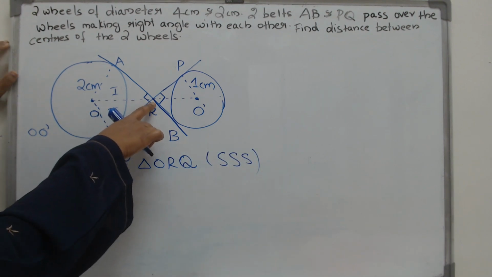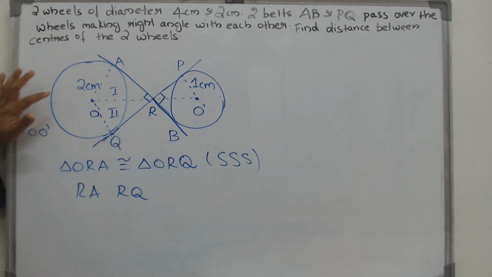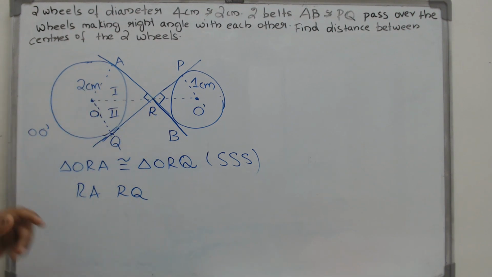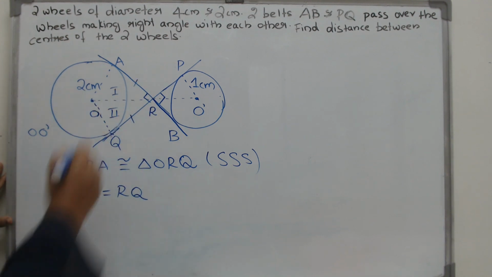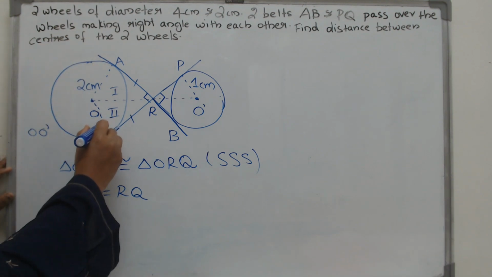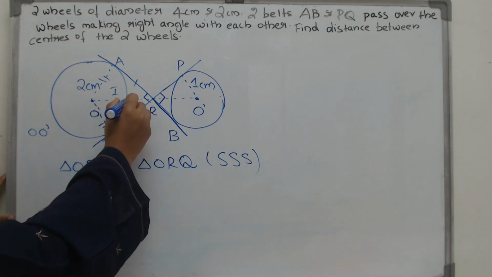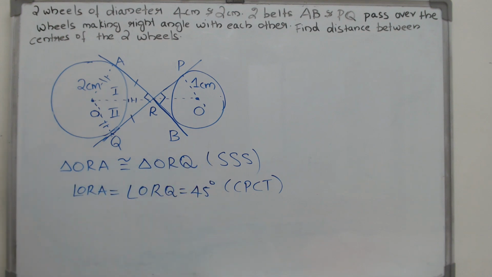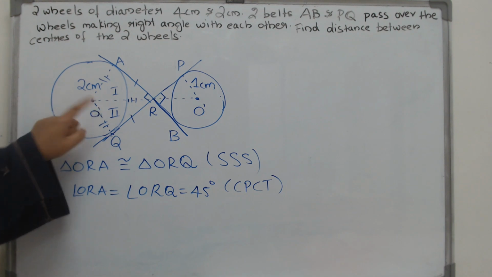If you see the R here, RA and RQ are the tangents to the circle from the same external point R. So the tangents from the same external point are equal to one another. Then you have OA and OQ, which are both radii, so they are also equal to one another. And the third one is the common side. So using the SSS congruence criterion, we see that these two triangles are congruent to one another.